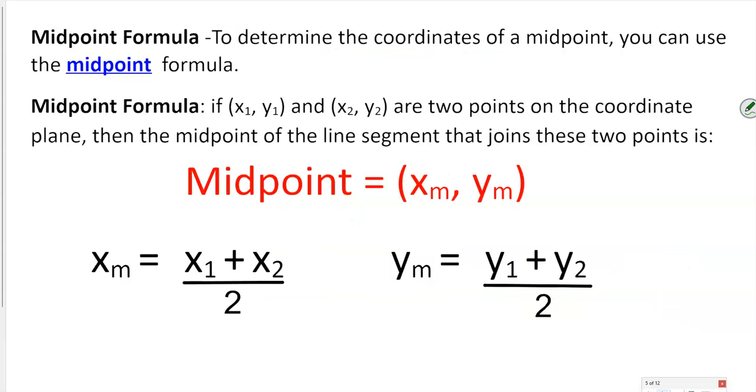All right, so this next thing is the midpoint formula. So to determine the coordinates of a midpoint, you can use the midpoint formula. Y'all should have seen this last year, but if not, we're going to cover it today. So we have 2 points, x1, y1, and x2, y2 on the coordinate plane. Then the midpoint of the line segment that joins these 2 points is the midpoint xm, ym. And so we're going to add the x values together and divide by 2. And then we're going to add the y values together and divide by 2, okay? So when we add them together and divide by 2, that means we're finding the average of the 2 points.